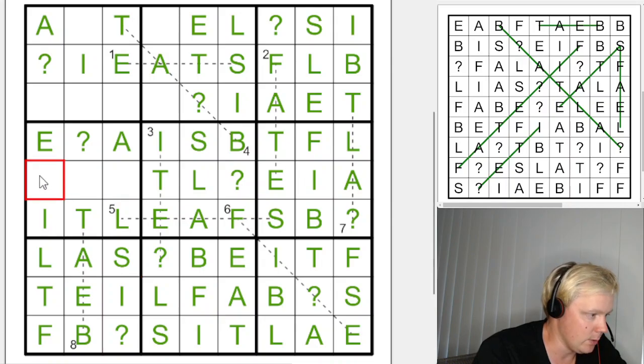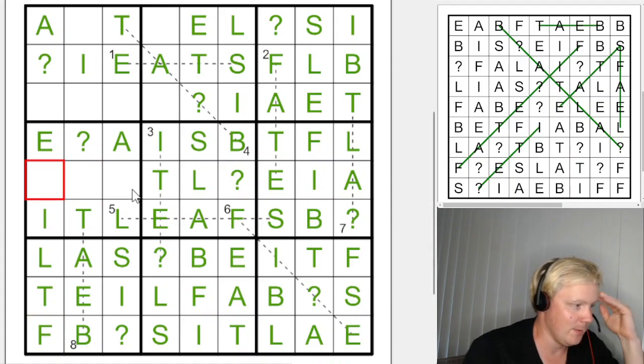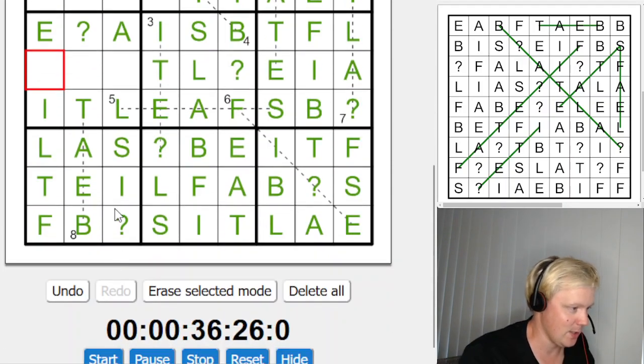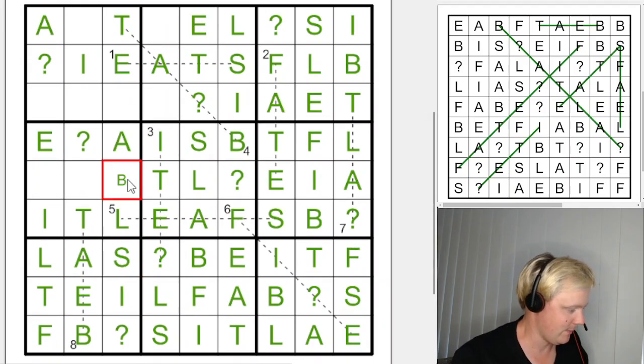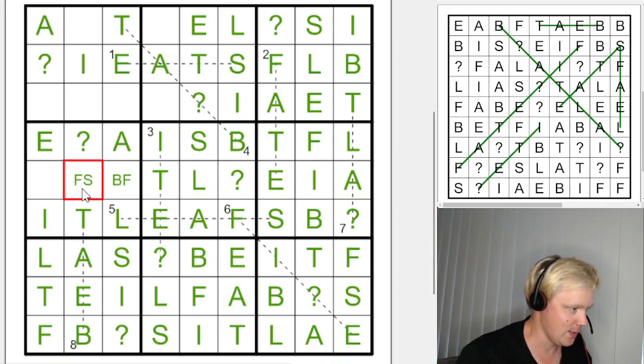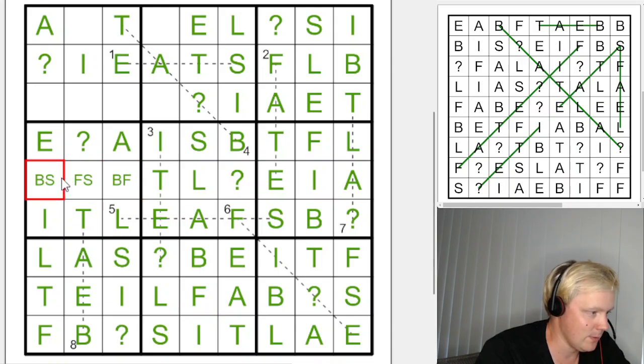Now I think maybe we can do this. So again, we're missing B, F, and S. This can't be S. This can't be B. This can't be F. Still can't do it. Maybe we can just pencil mark the options here, but that's BFS. So this is BF. This is FS, and this is BS. So still not solved, I don't think.